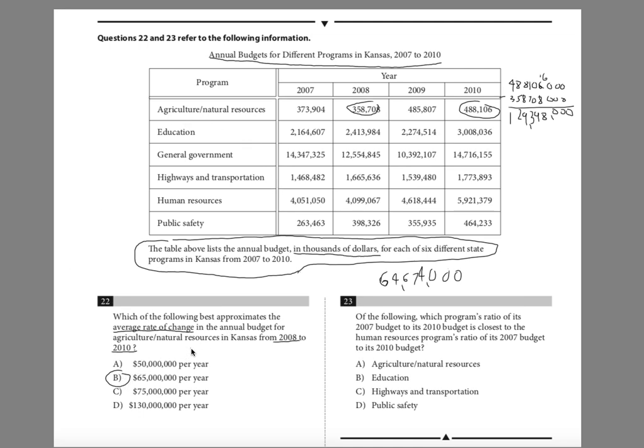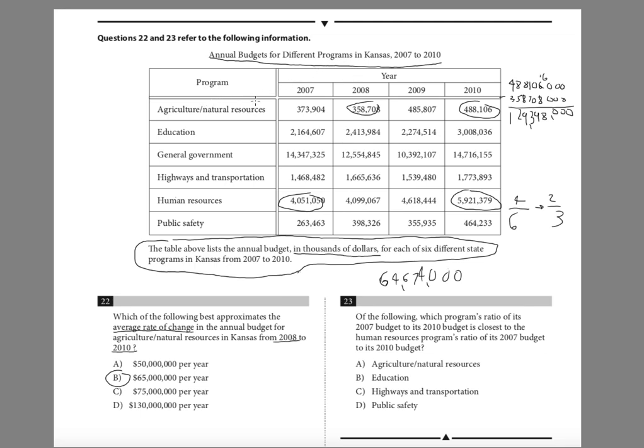All right, number 22. Now let's move on to 23. Of the following, which program's ratio of its 2007 budget to its 2010 budget is closest to the human resources program's ratio of its 2007 budget to its 2010 budget, all right? And we look at human resources right here. It's 4,051,050 and 5,921,379, all right? And so we could just say the ratio, right? If we eyeballed it and rounded it a little bit, we can say it's 4 to 6, right? 4 over 6, all right? In other words, that's also 2 over 3. All right, and so which one of these looks like 2 over 3?